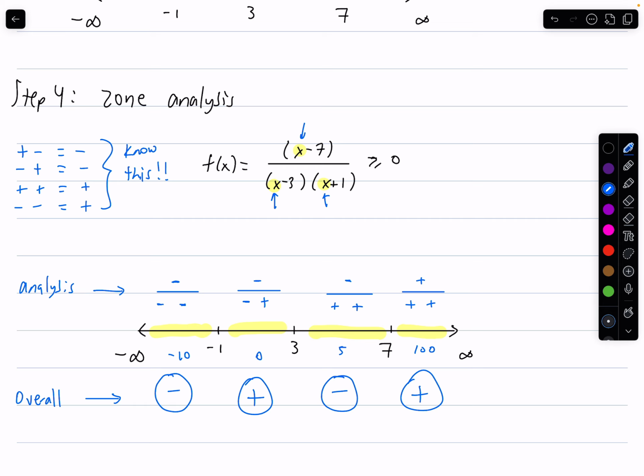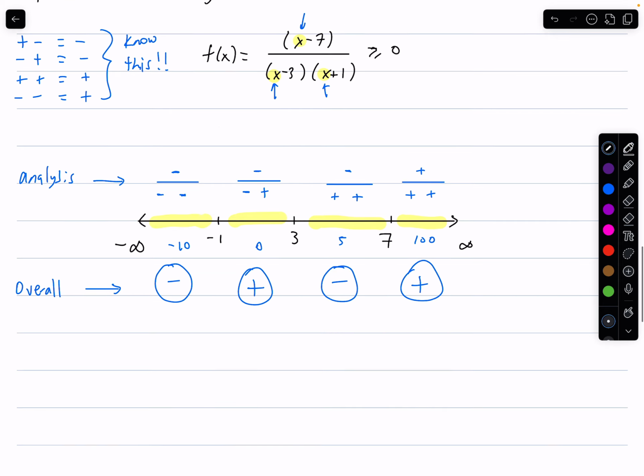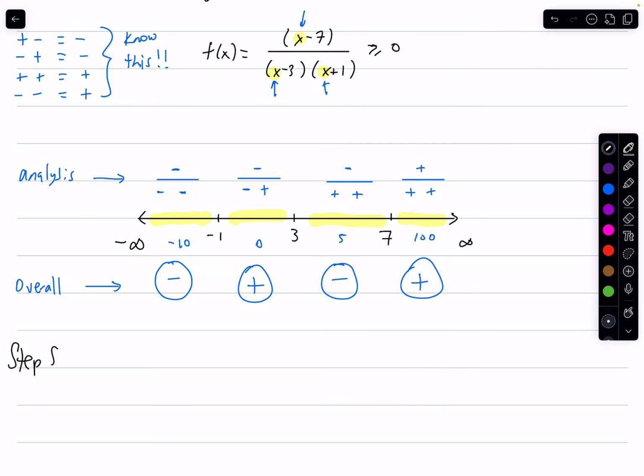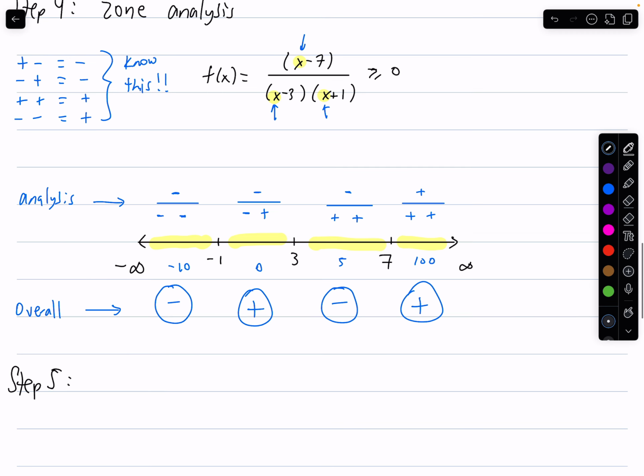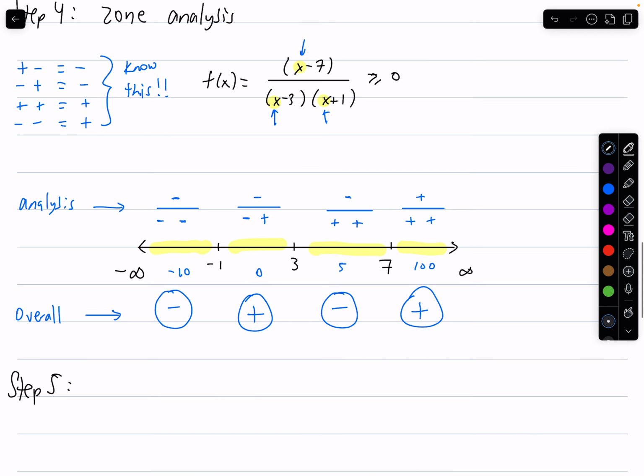Cool. Now, step 5 is that we actually need to evaluate the inequality.